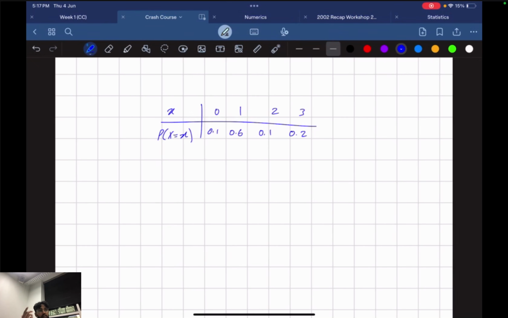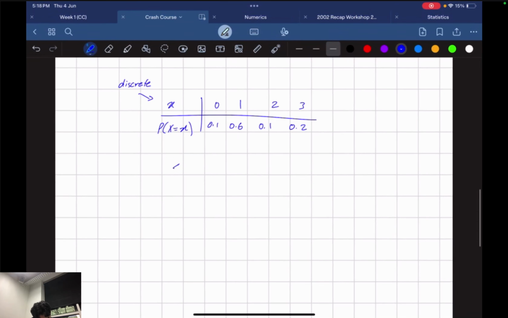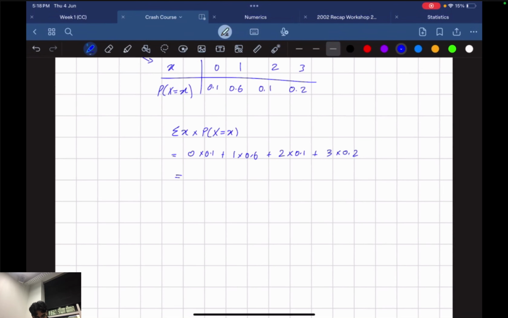And what's your expected value, so this is a discrete case? Yes, exactly. You do the sum of x times P of X equals x. So in this case, it's going to be 0 times 0.1 plus 1 times 0.6 plus, finish it off, plus, exactly. And you get whatever value that is. And that's your expected value, which is also your average, so your mean.